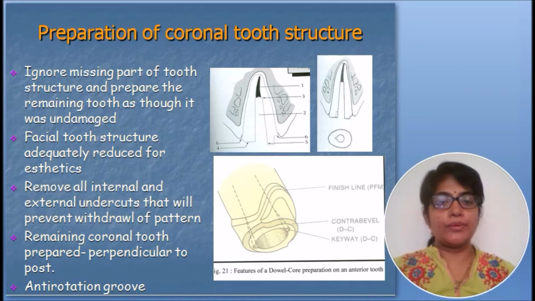Now coming to the preparation of the coronal structure. For the preparation of coronal structure, ignore the missing part of tooth structure and prepare the remaining tooth as though it was undamaged. Facial tooth structure is adequately reduced for aesthetics. Remove all internal and external undercuts that will prevent withdrawal of the pattern. The remaining coronal tooth is prepared perpendicular to the post, and also give an anti-rotational groove. As you can see here, we have to give an anti-rotational groove like this.